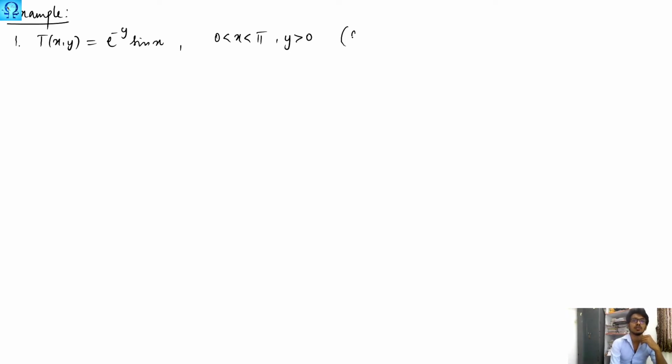This is an example from applied mathematics. The first one: we are given a function T of x, y as e to the power minus y sin x. This is given in the semi-vertical strip, 0 less than x less than pi and y bigger than 0. So this is some semi-vertical strip.